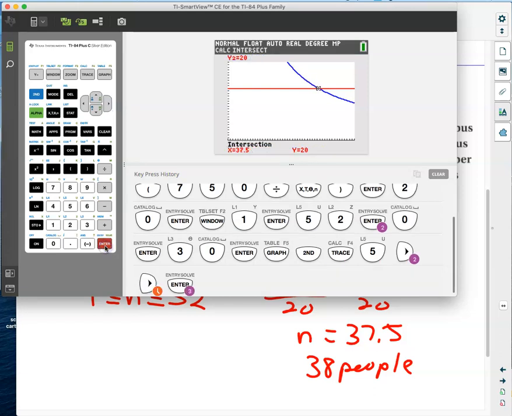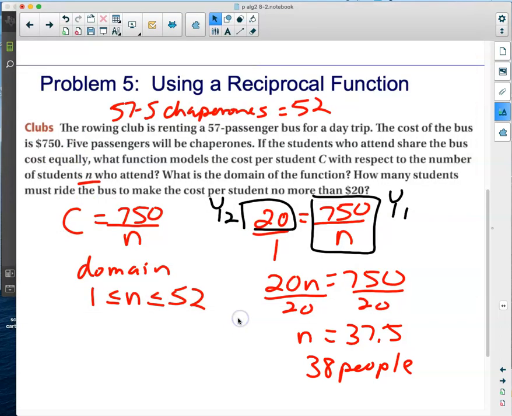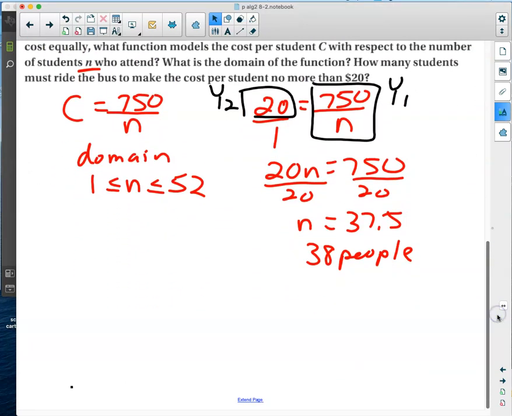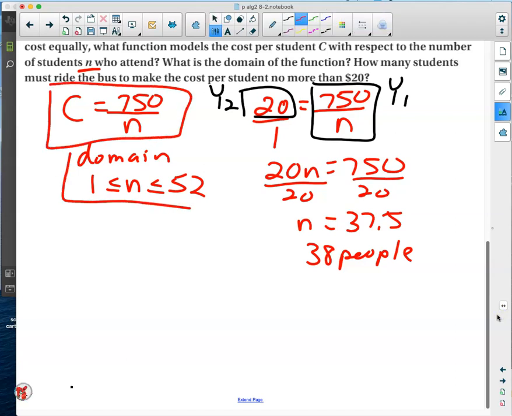Enter, enter, enter. And we should not be surprised to see that 37.5 again. So we can use a graphing calculator. When the numbers are larger, it's sometimes nice to put that in there, but then you have to make sure that you know the domain and range so that you can change those. So our answers. Here is the model. Here is the domain.